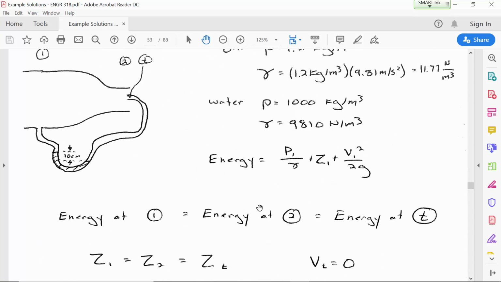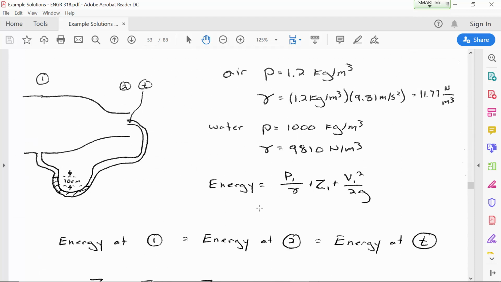Okay, so we've got two different fluids there. We've got air that's passing through the nozzle. Boy, that's a nice sketch. You guys are so lucky to have me as a professor. Yeah.